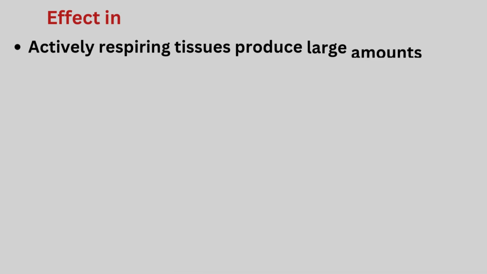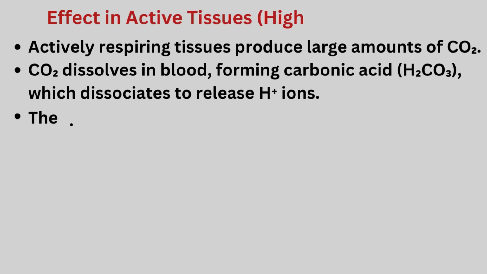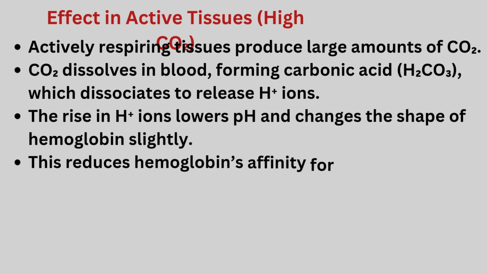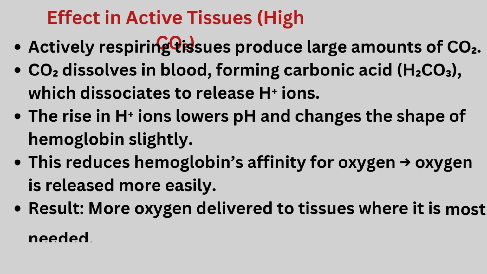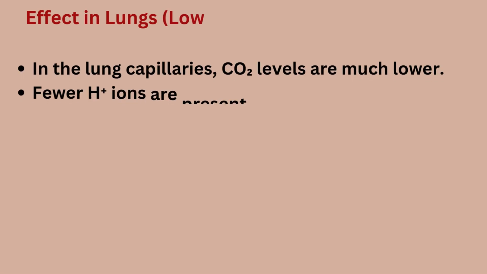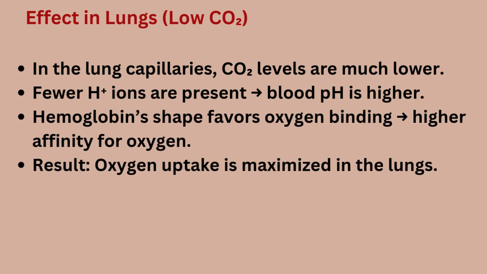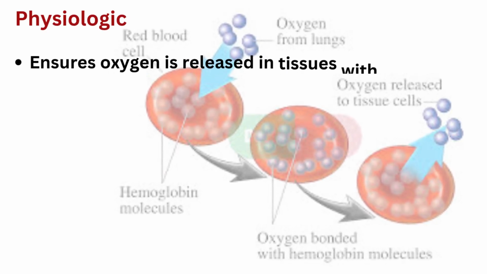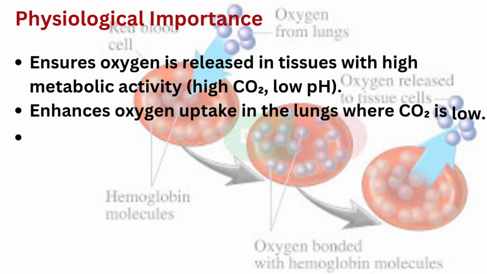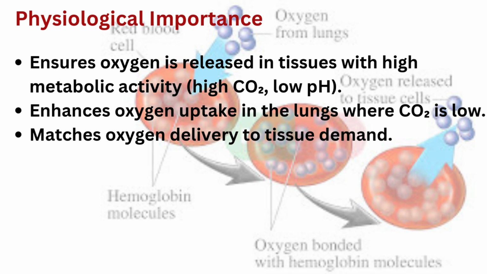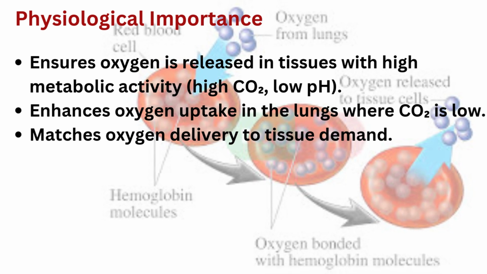In active tissues, high levels of carbon dioxide produce hydrogen ions, lowering blood pH and slightly changing hemoglobin's shape. This reduces hemoglobin's affinity for oxygen, allowing more oxygen to be released where it is most needed. In the lungs, low carbon dioxide levels mean fewer hydrogen ions and a higher blood pH. Hemoglobin's shape favors oxygen binding, resulting in maximum oxygen uptake. Physiologically, the Bohr effect ensures oxygen is released in active tissues with high carbon dioxide and low pH, enhances oxygen uptake in the lungs where carbon dioxide is low, and aligns oxygen delivery with tissue demand.